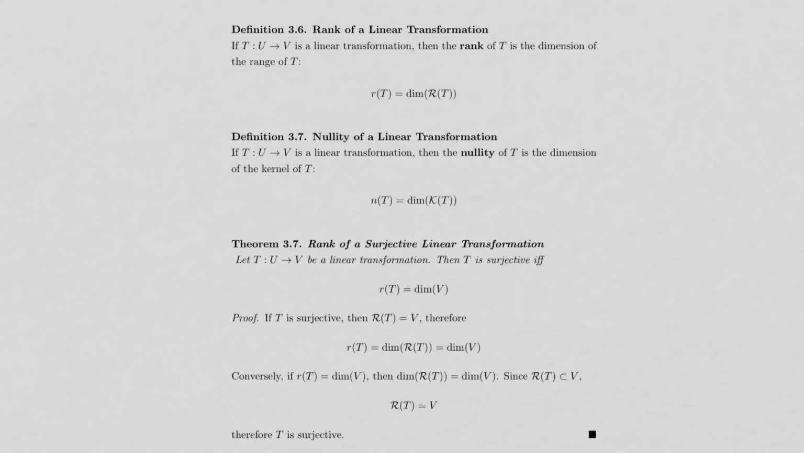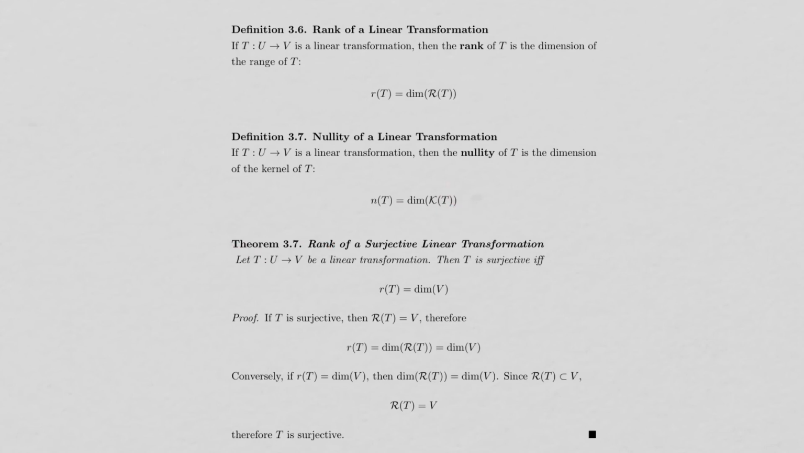In a previous video about matrices, we defined the rank of a matrix to be the dimension of the column space of the matrix. Now we're going to define the rank of a linear transformation to be the dimension of the range of the transformation. So we denote the rank of T by r of T in parentheses, and it's simply the dimension of the range of T. Likewise, the nullity of T is defined to be the dimension of the kernel. Remember, the nullity of a matrix is the dimension of the null space. The nullity of a transformation, written n of T, is the dimension of the kernel of the transformation.